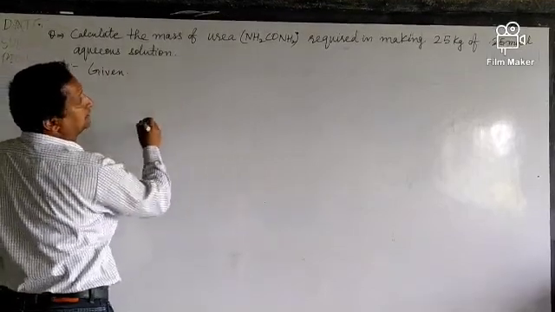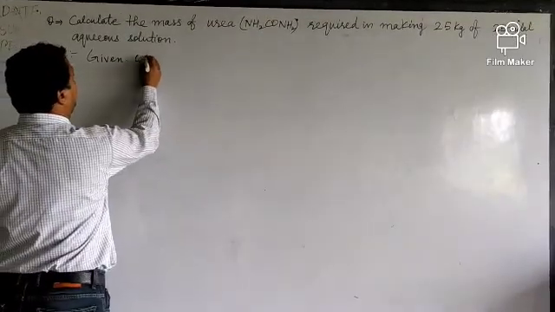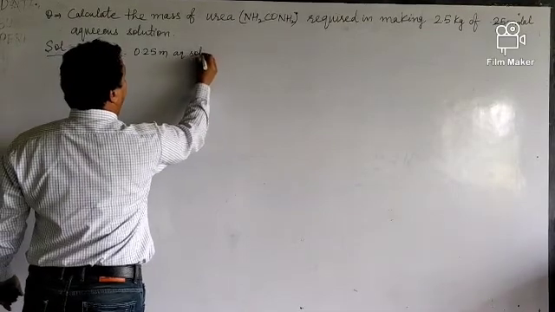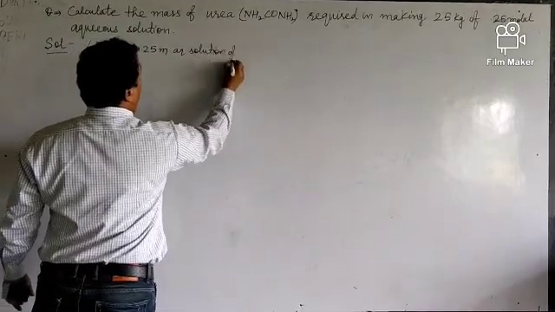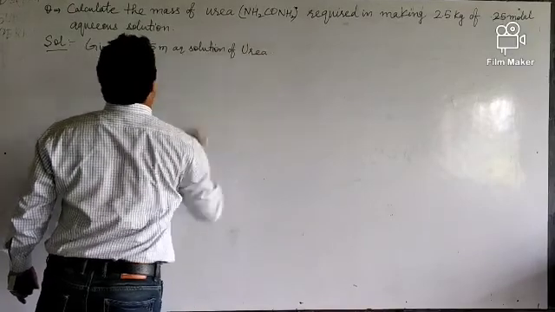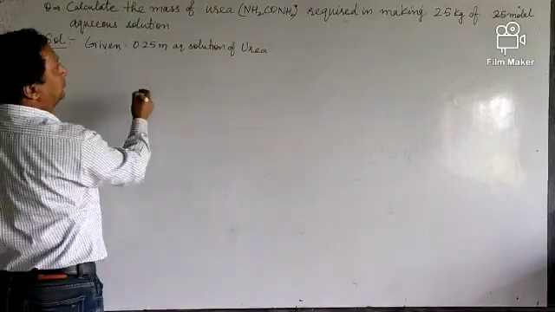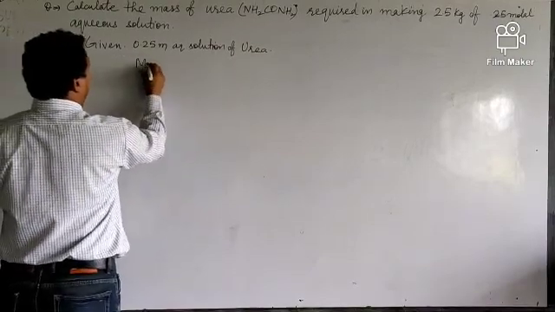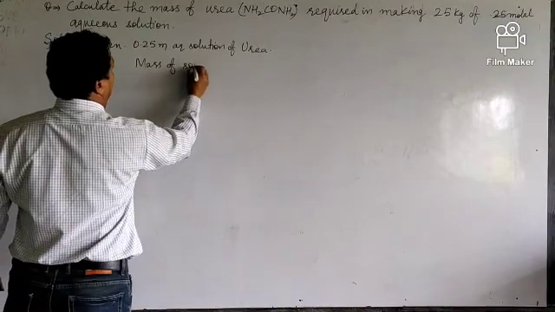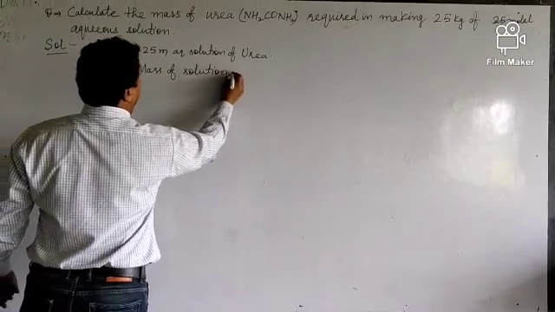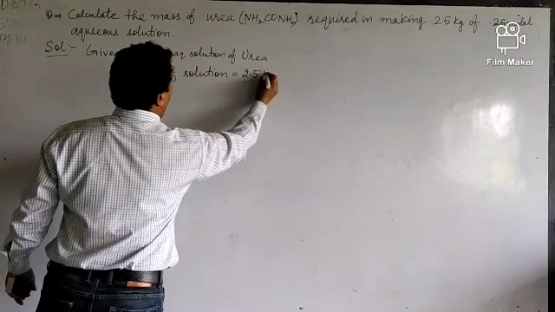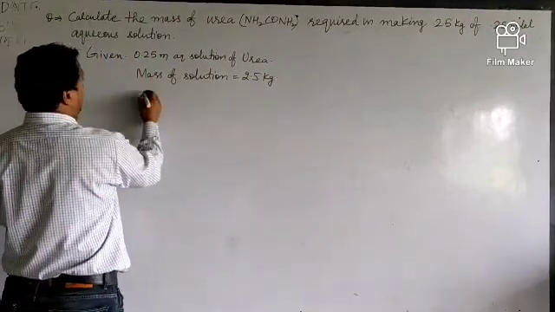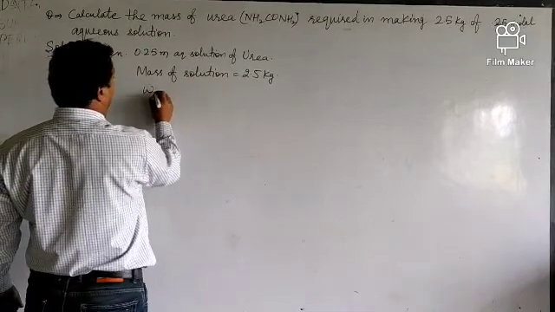Given is a 0.25 molar aqueous solution of urea. And what we have to find out? The total mass of the solution is also given. Mass of solution is given to be 2.5 kilogram. And we have to find out the mass of urea.